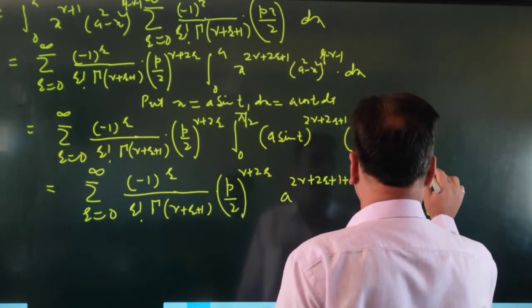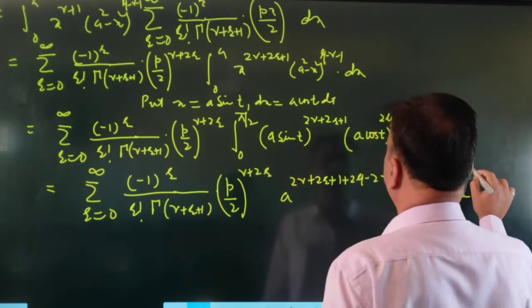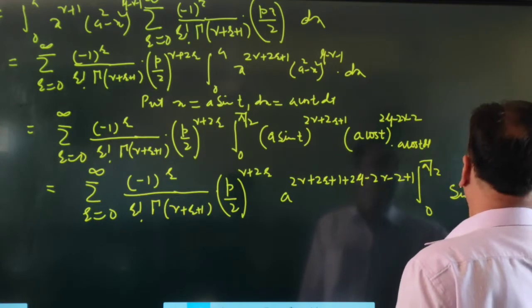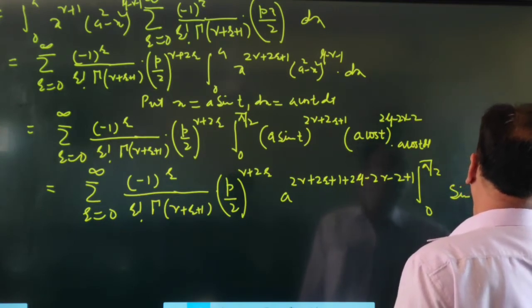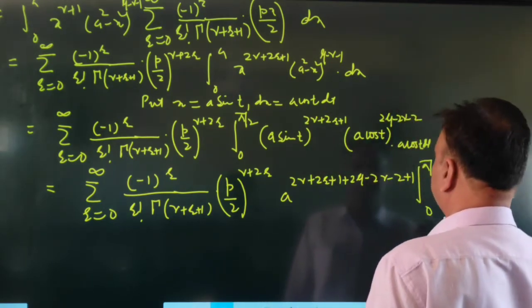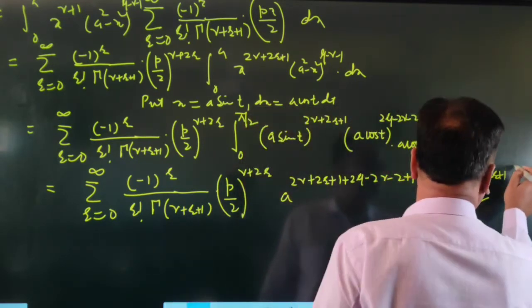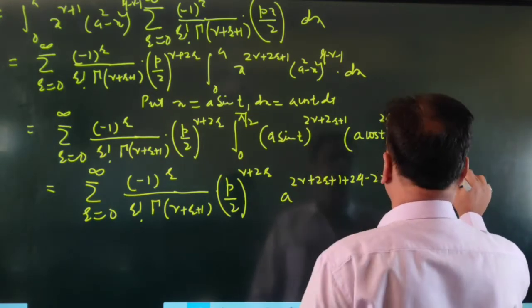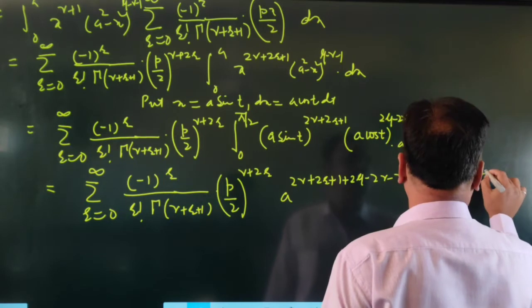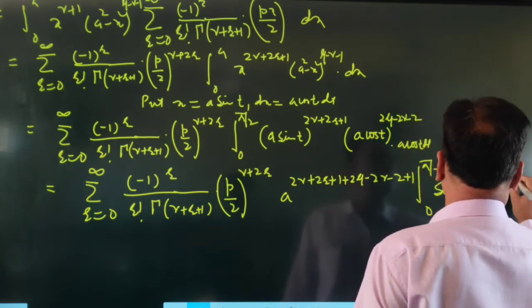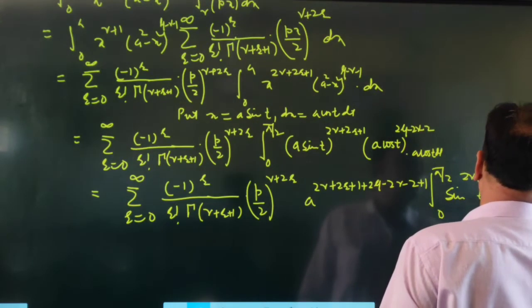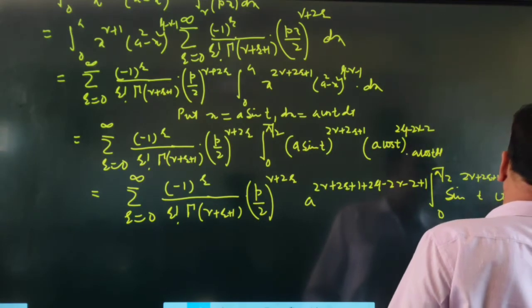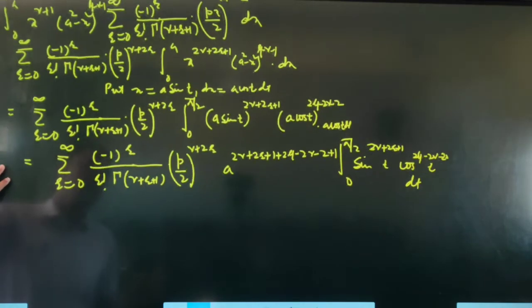1, into integral 0 to pi by 2 sin raised to 2 nu plus 2r plus 1 t into cos raised to 2 mu minus 2 nu minus 2 t into dt.